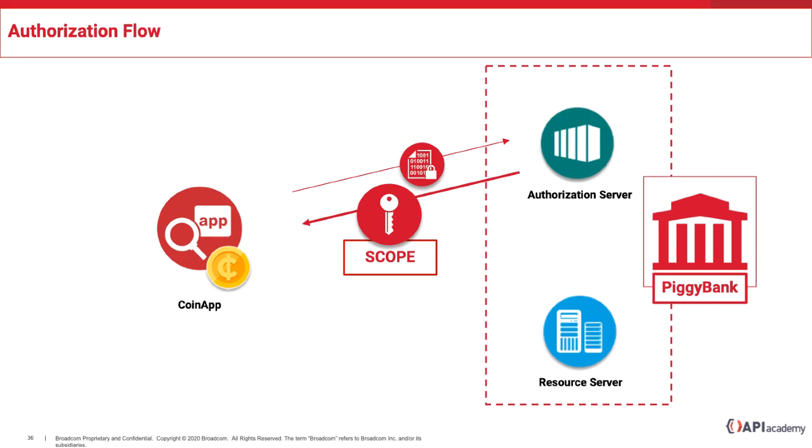Granted scopes inside the access token can limit access to a subset of protected resources. Scope is a mechanism in OAuth 2 to limit an application's access to a user's account. The scope may be restricted to account balance or a list of past transactions only. Nothing else in the bank's resource server may be accessed. In the scope, Piggy Bank can also restrict what the client app wants to do with the resource.